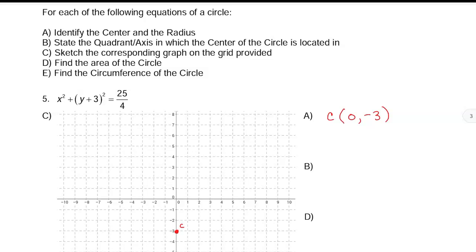The center of our circle is located at 0, -3. That's on the y-axis, and it's on the negative side of the y-axis.